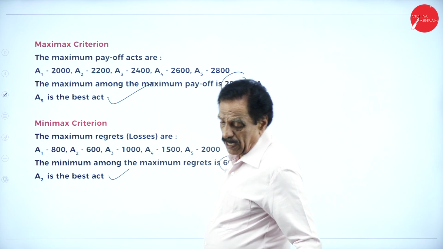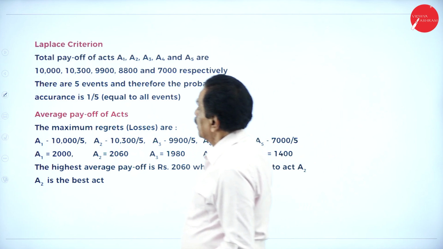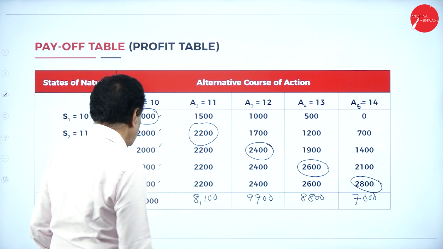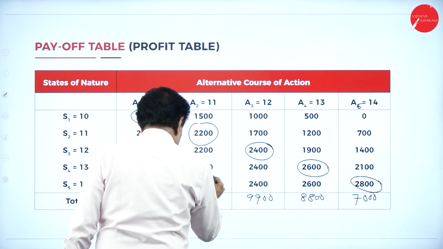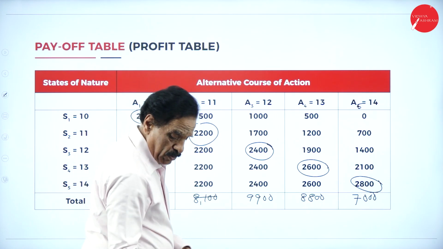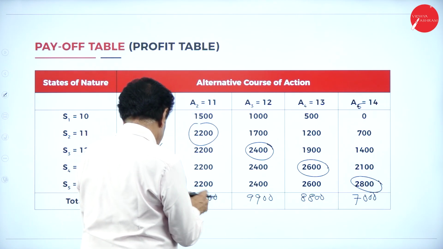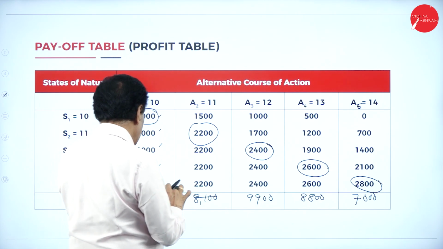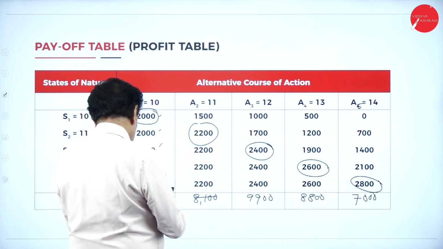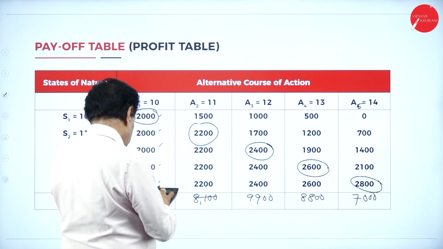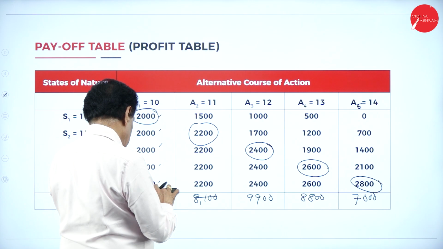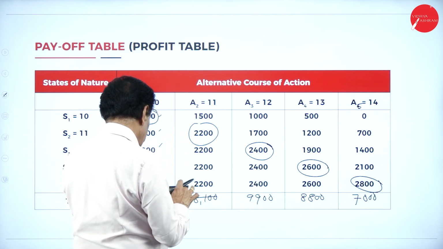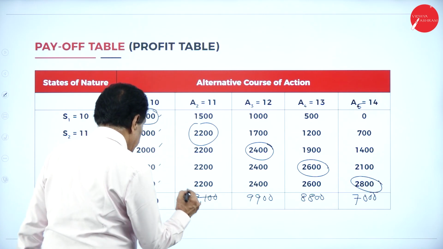This is it. Then Laplace table. So you have to total the payoff for each act. A1 is 10,000. A2, so this is 1,500 plus 2,200 plus 2,200 plus 2,200 plus 2,200. 10,300.